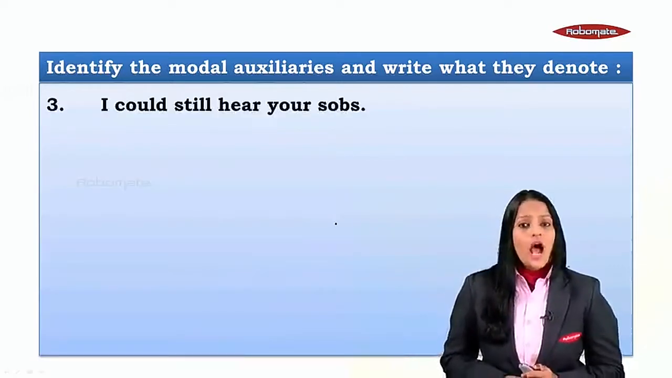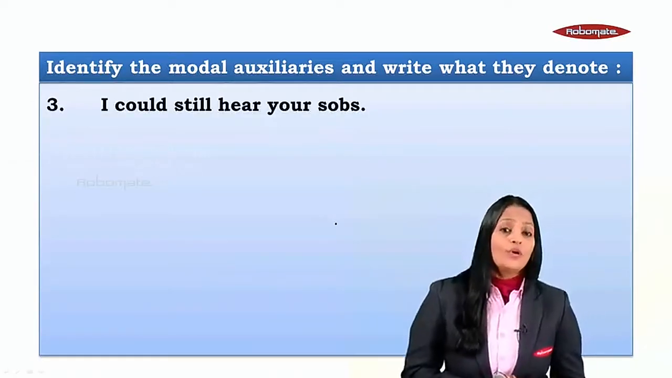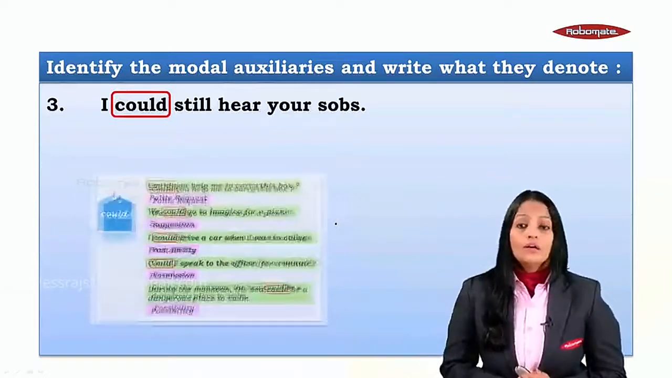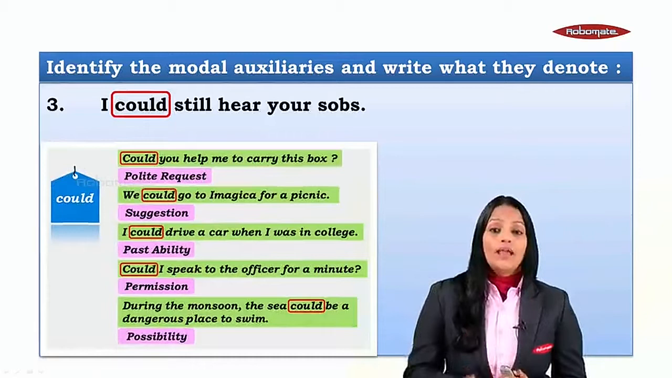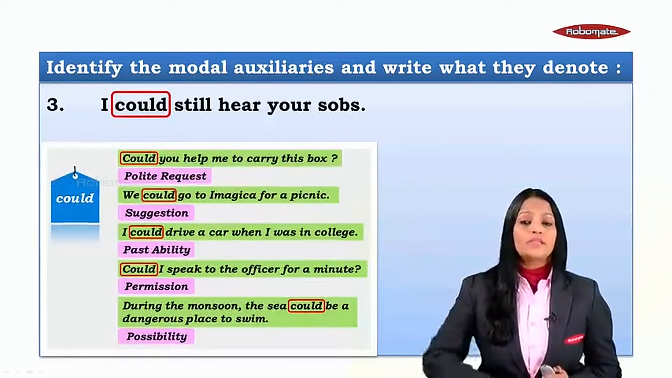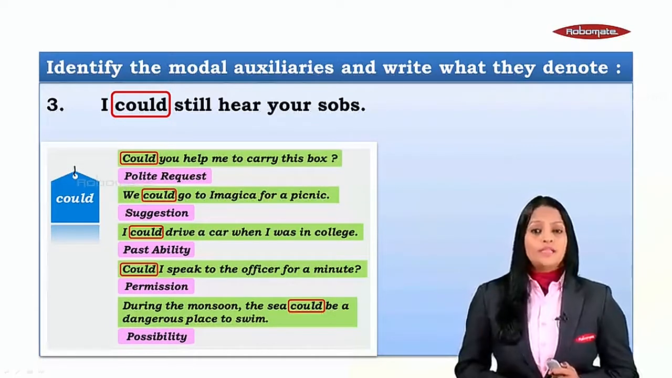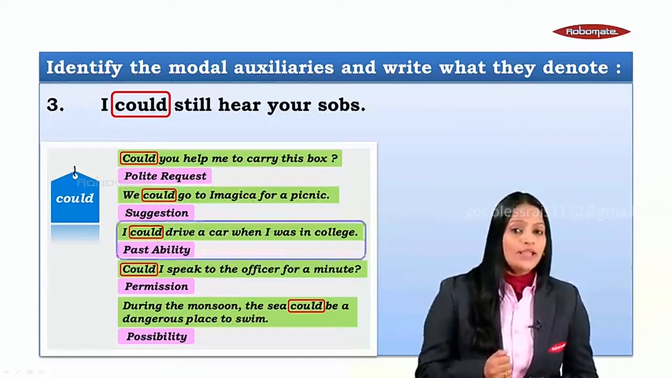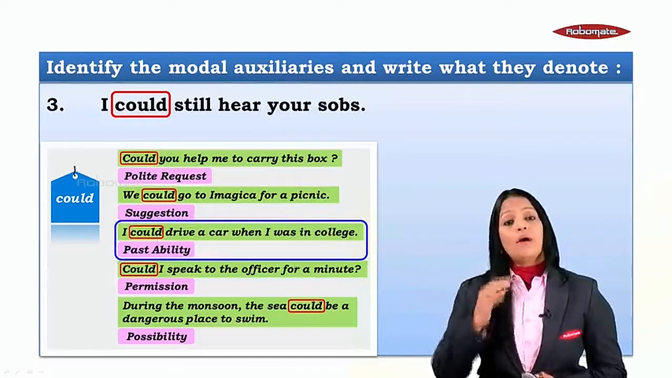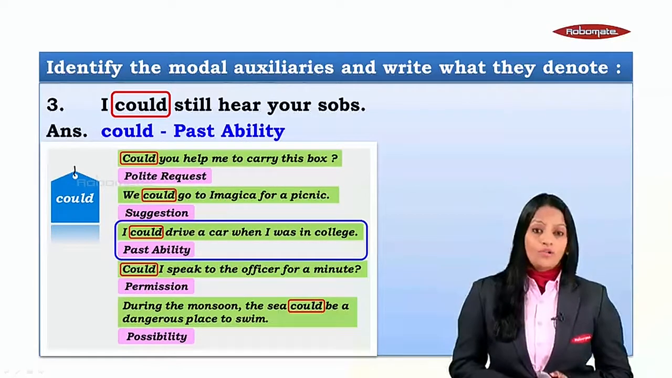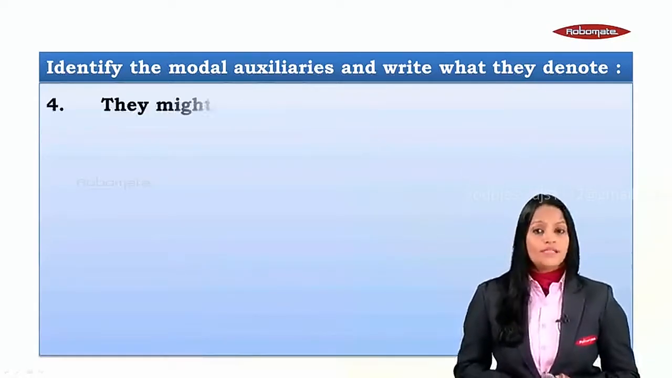Next one, students. I could still hear your sobs. Now, the modal auxiliary could. Look at the various functions. Polite request, suggestion, past ability, permission, and possibility. What does this sound like, students? Definitely it is past ability. That means in the past, I could hear your sobs. So that is past ability.